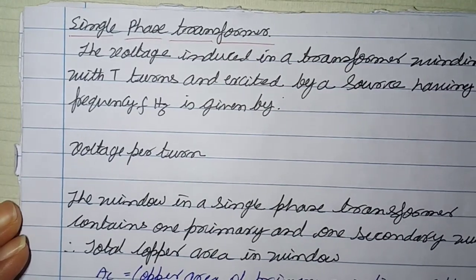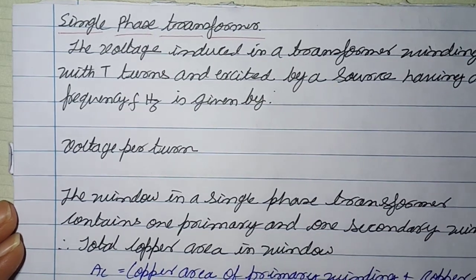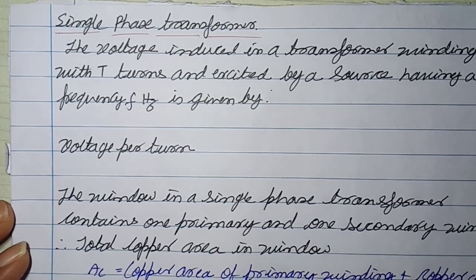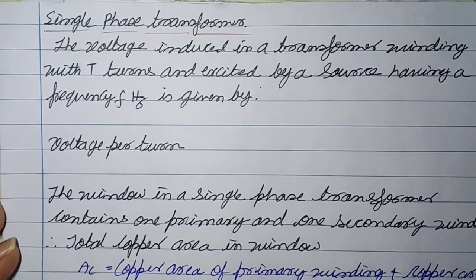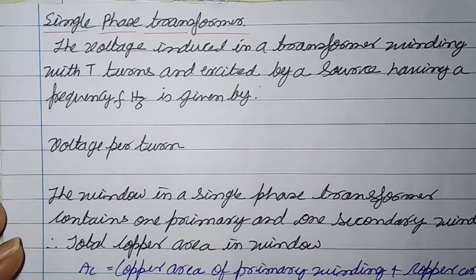First we'll be starting with single phase transformer, right? So we know we have the basic equation, that is the voltage induced, which is actually 4.44 F phi m N1 or N2, depending on whether it is the E1, that is the primary induced voltage, or the secondary induced voltage.